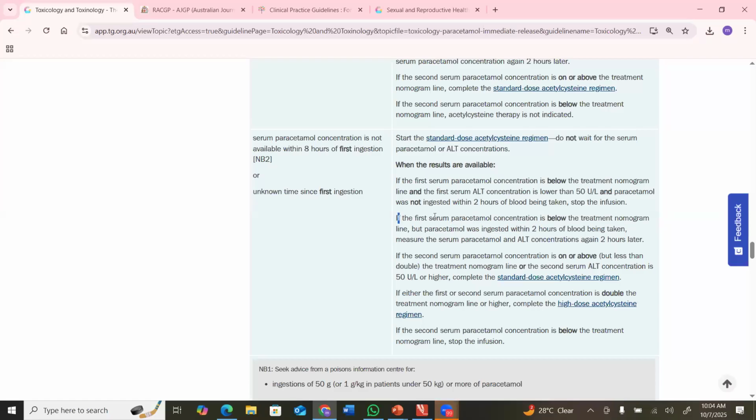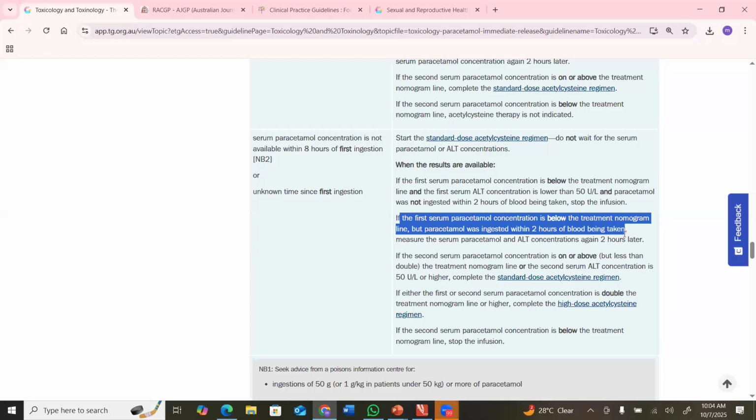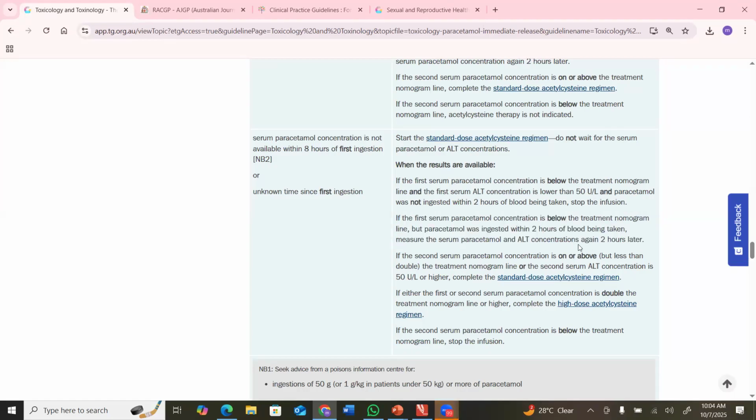But they are still saying if the serum paracetamol concentration is below the treatment nomogram, but it was ingested within 2 hours of blood being taken, in that case, again, we have to repeat the ALT level 2 hours later. That should be below 50.